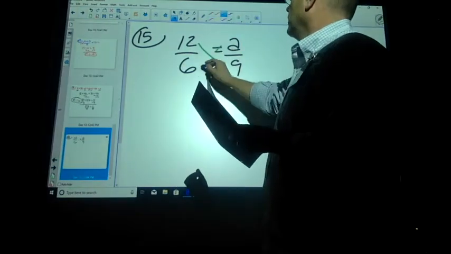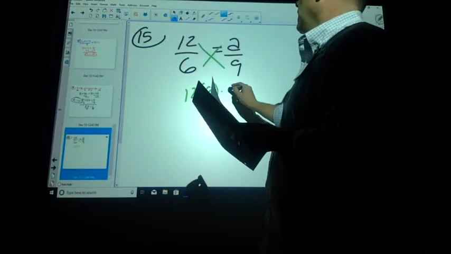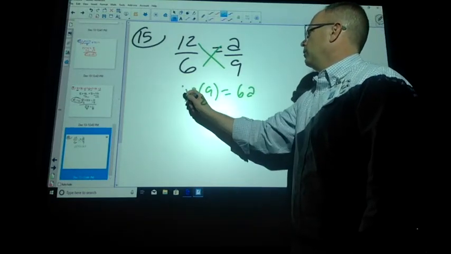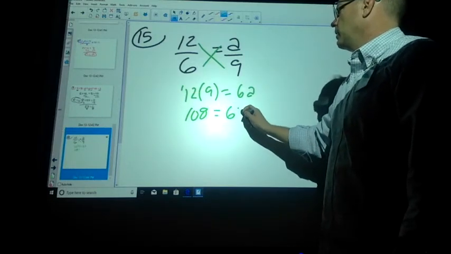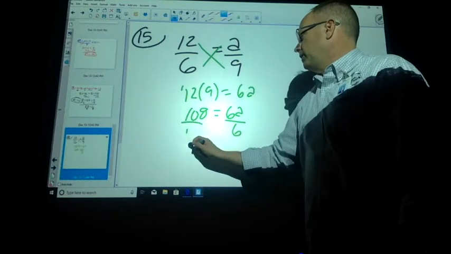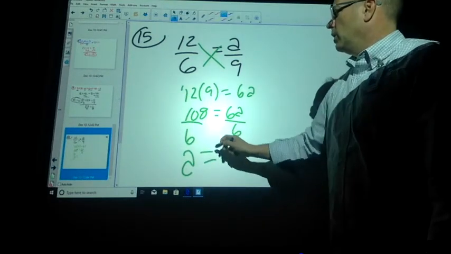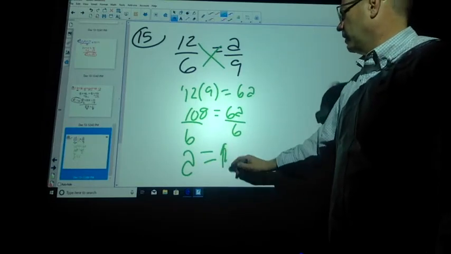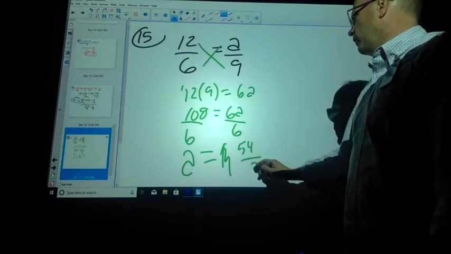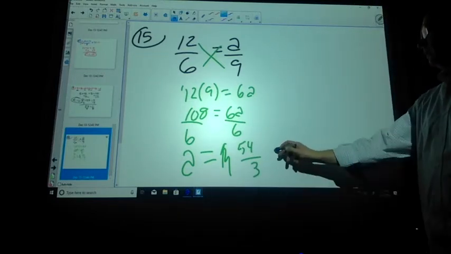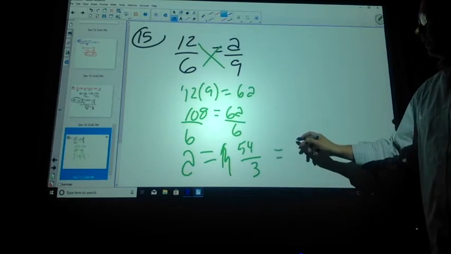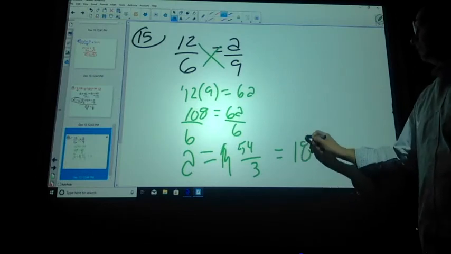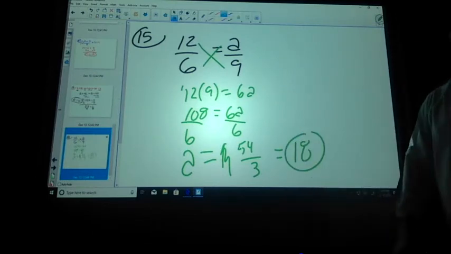I'm just going to cross multiply. So I get 12 times 9 equals 6 times A. 12 times 9, let's see, 9 times that, that's 18, carry the 1, 108, equals 6A. So I want A by itself, so let's divide each side by 6. That's actually just going to reduce to 54 over 3. Does that reduce any further? Yeah, it does. So 54 over 3, that goes in there once. 18. Cool.